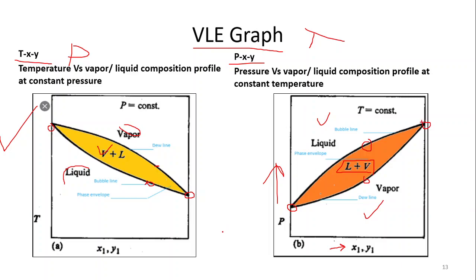So this is all about how the VLE diagram looks for the different types of cases. When the azeotrope mixtures are there, how it looks. When the pressure is high, how it looks. And when we are developing PXY instead of TXY, how it looks. So thank you very much.